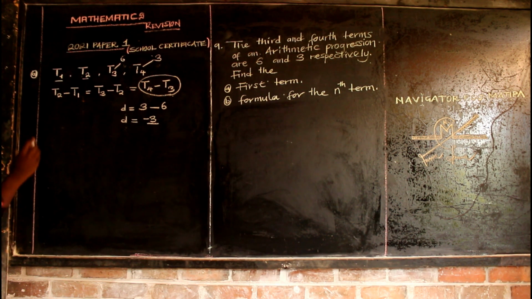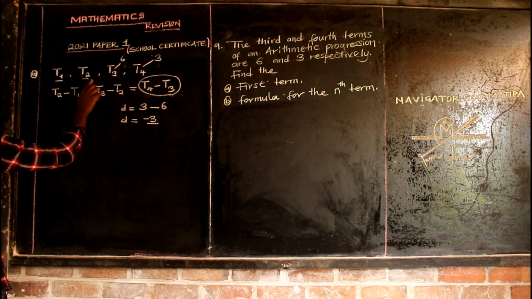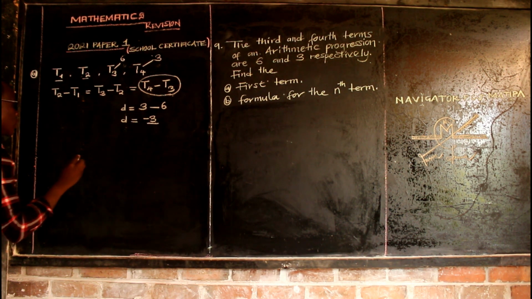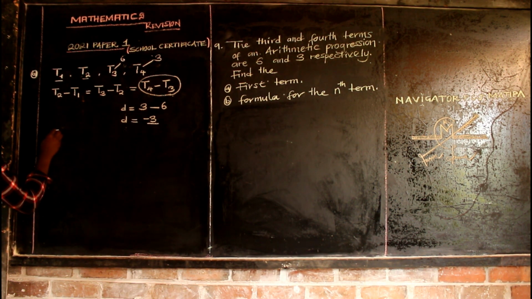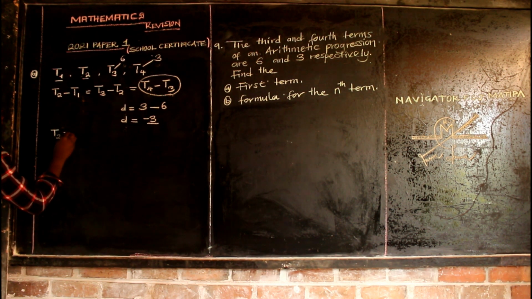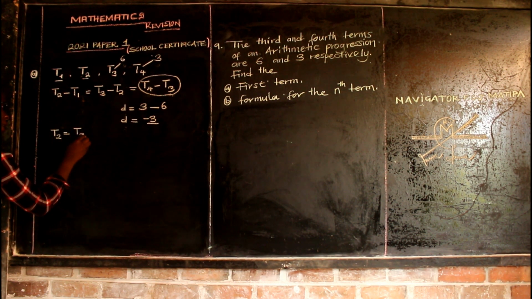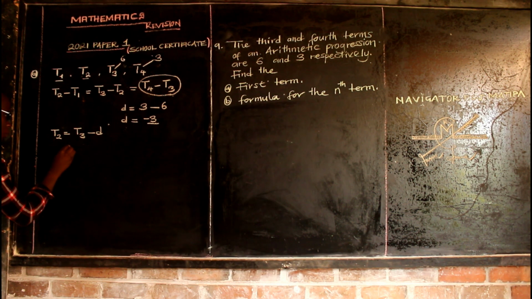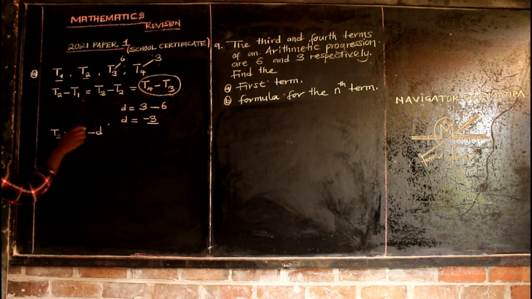Let me show you. Let's say we want term number 2. Since term number 2 has not been given, let us find our term number 2. So you say term number 2 is equal to term number 3 minus the common difference. So you say term number 2 is equal to, what is our third term?